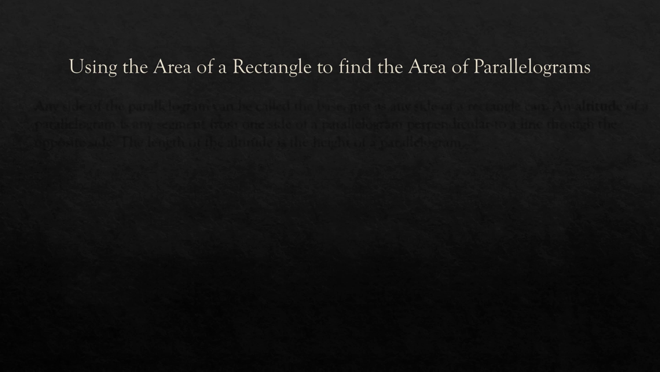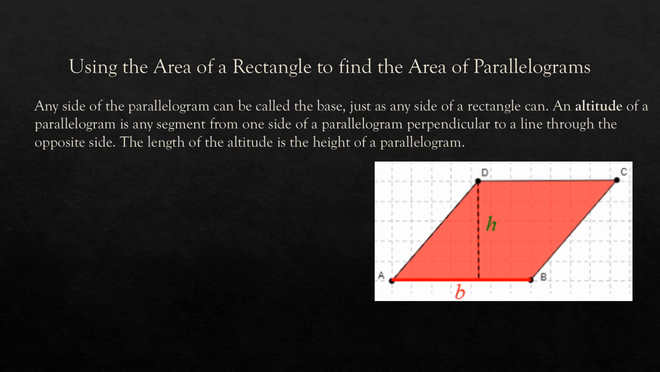So let's use the area of a rectangle to find the area of a parallelogram. Any side of the parallelogram could be called the base, just like any side of a rectangle can. An altitude of a parallelogram is any height from one side of the parallelogram perpendicular to a line through the opposite side. So we could think of that as being the height of the rectangle. So the altitude is the same thing as the height.